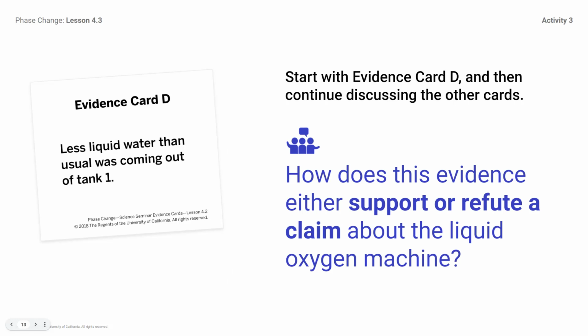Start with evidence card D, and then continue discussing the other cards. How does this evidence either support or refute a claim about the liquid oxygen machine? Read card D aloud. Less liquid water than usual was coming out of tank 1. Consider what could cause less liquid water to come out of tank 1. For example, if the temperature of tank 1 were higher than normal, more of the water vapor might have turned to gas.